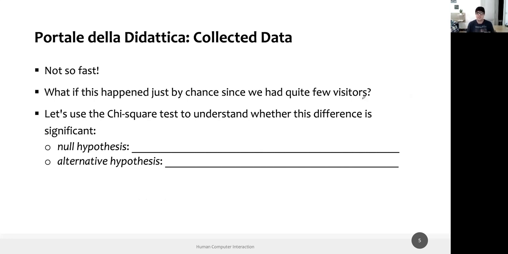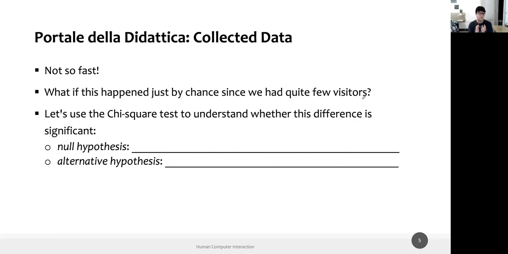Maybe if we had a different set of students and we tested it on a different day, or I don't know, we took another days to do this experiment, maybe the results will be totally different. How can we know if the results are significant and stable? So we can actually use the chi-square test to understand whether the difference, 30% versus 17%, is significant.